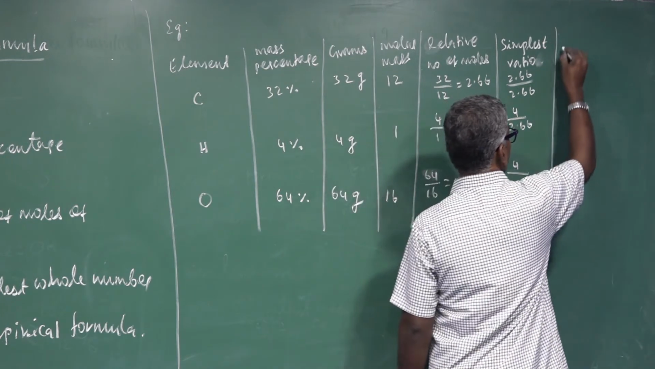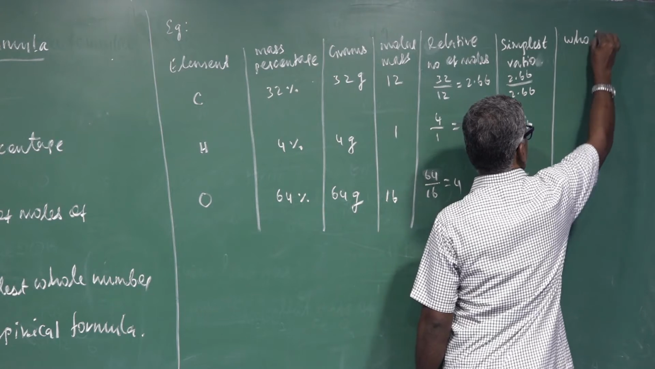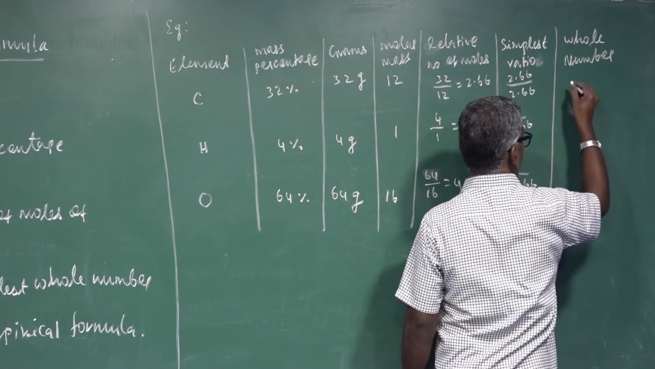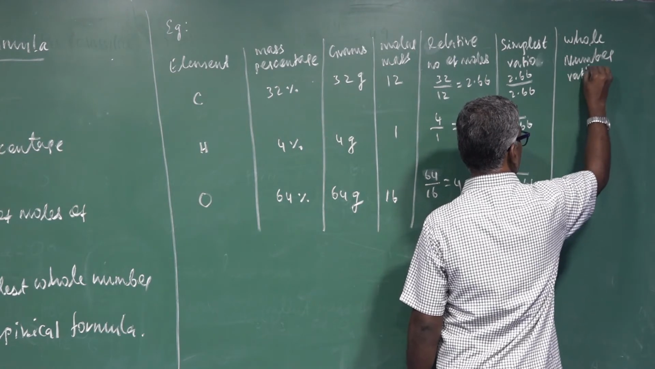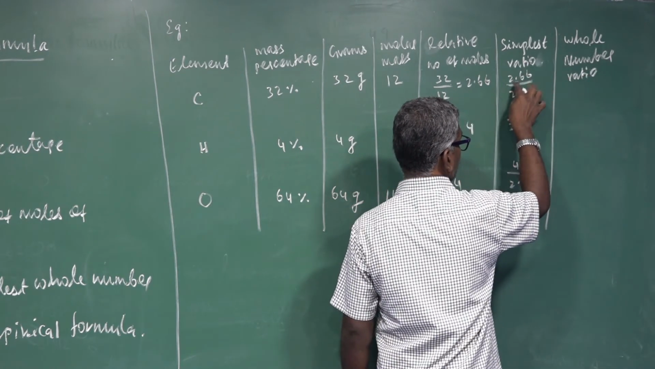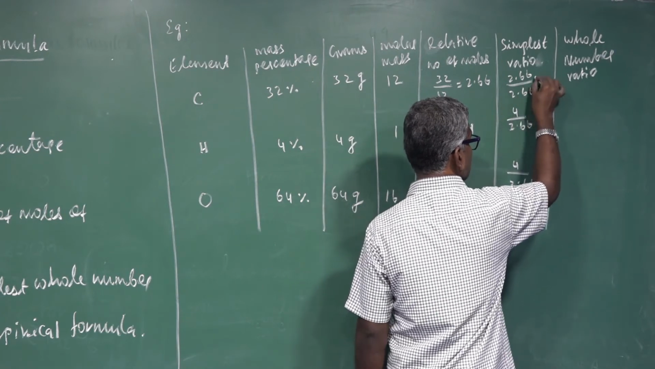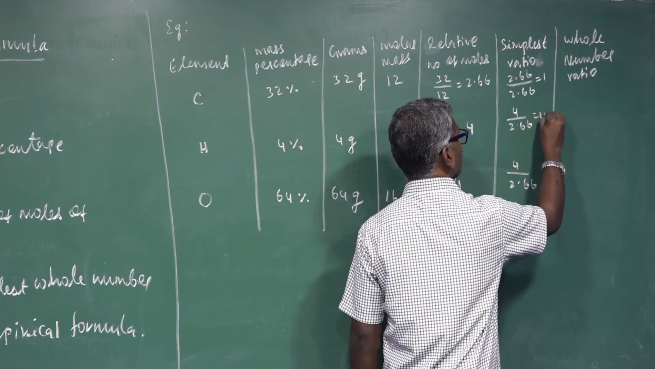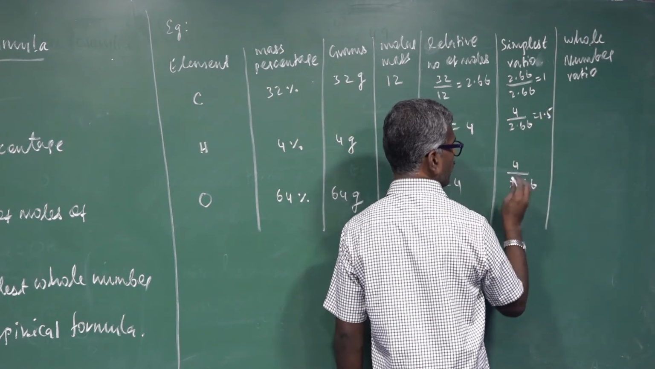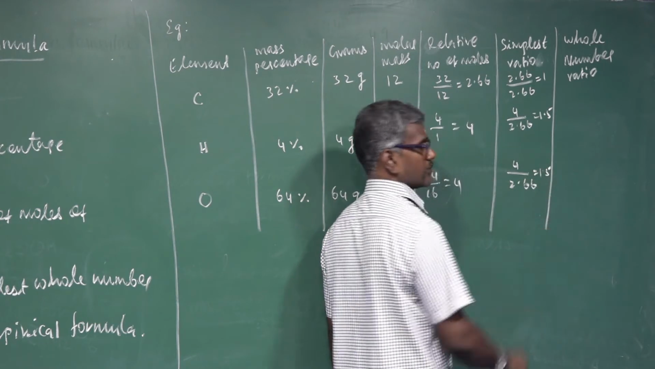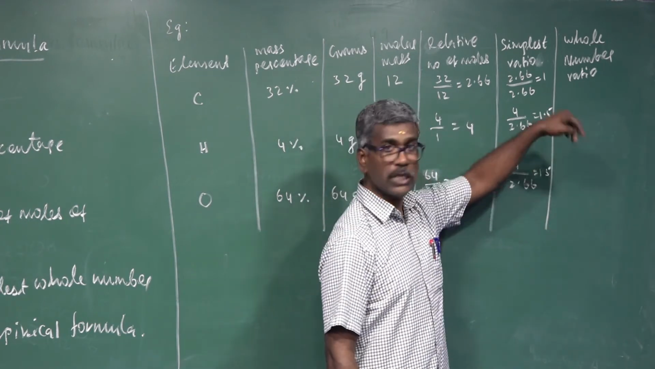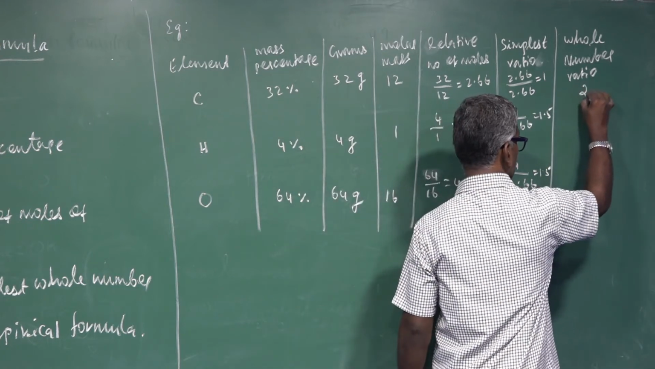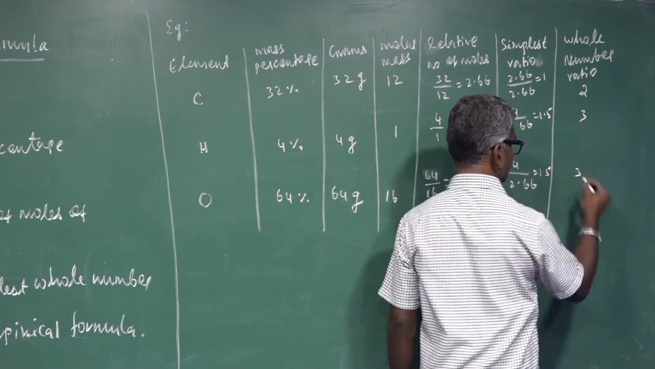Next, whole number ratio. 2.66 divided by 2.66 is 1. 4 divided by 2.66 is 1.5. 4 divided by 2.66 is 1.5. The fraction value, how to convert it to whole number? Multiply by 2, so that is 2, 3, 3.